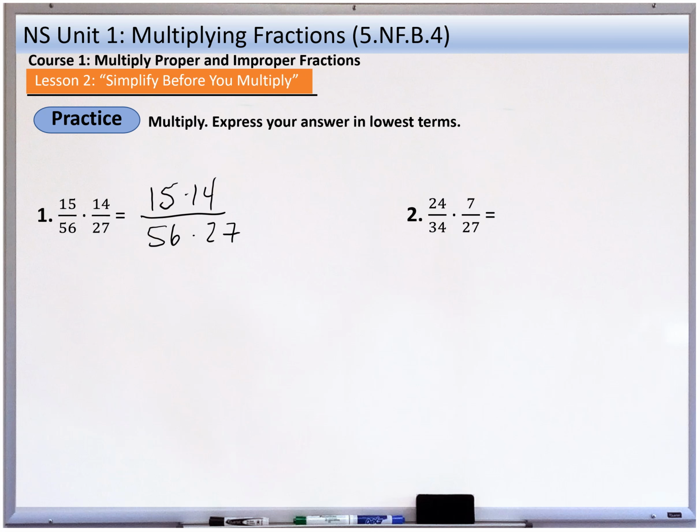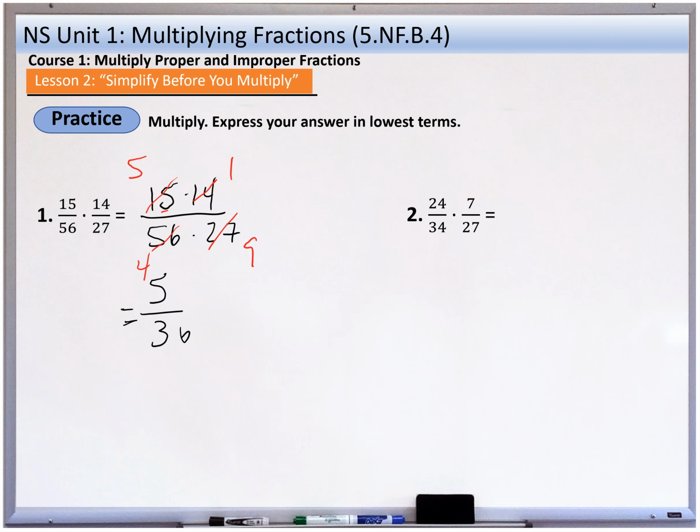Before I multiply that, I want to see if I can simplify, and I see that I can, because I can divide those two by 2 or something larger, and I can divide those two by 3. Let's see what I'm going to use. So I divided 15 by 3 and got 5, 27 by 3 and got 9, and 14 happens to be a factor of 56. All I'm left with is 5/36, and I'm already simplified.